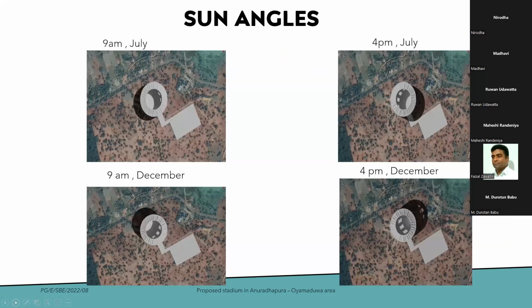I have selected two months, July and December. You can see how the sun angles are shown at 9 AM in July, and also December at 9 AM and 4 PM. So two months are taken and compared. Right. Next slide.